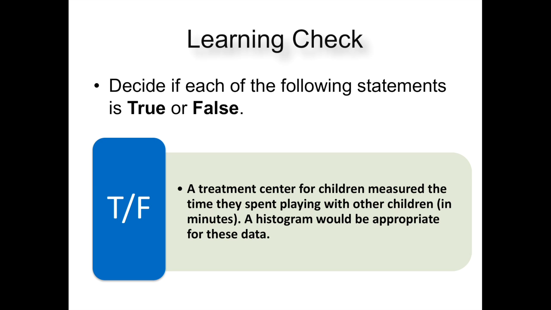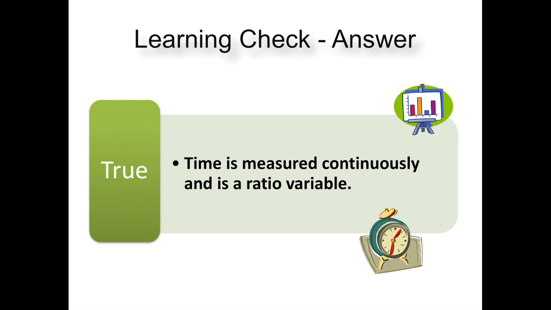Okay, what about this one? A treatment center for children measured the time they spent playing with other children in minutes. A histogram would be most appropriate for this data. So think, what kind of data is time? Is time a continuous variable or a discrete variable? Right, time is continuous. It's a ratio, right? For nominal, ordinal, interval, ratio, it'd be ratio. And so you need to use a histogram.